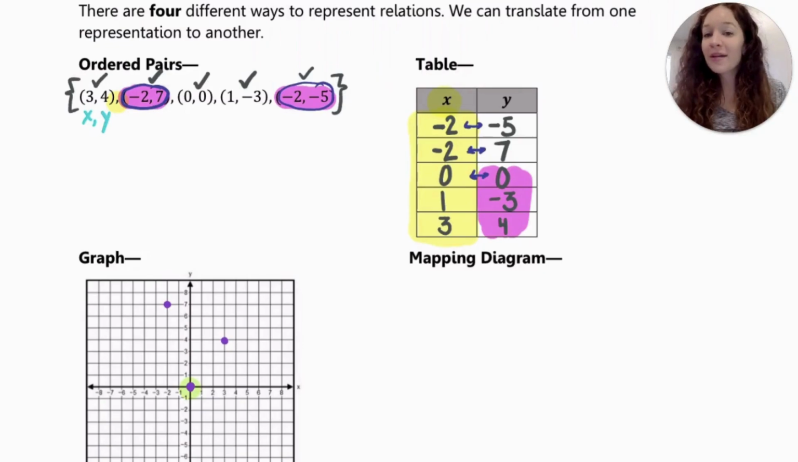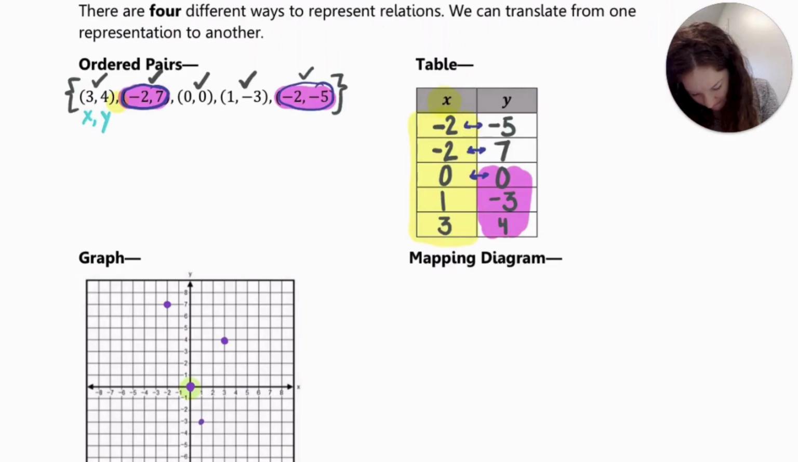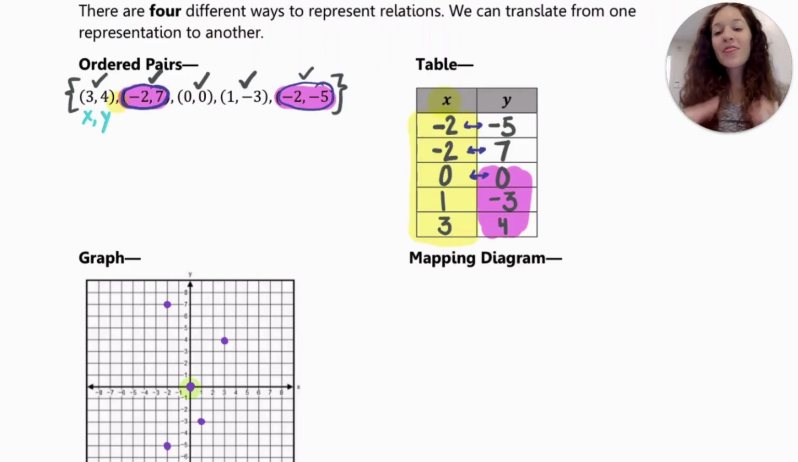Next I'm traveling right 1, down 3. So I'm going to go right 1, down 3 from that origin. And then last but not least, I have left 2. X is -2, so I'm going to travel left 2. And then the y is -5, so I'm going to go down 5 and put a dot. Okay, so that's what a relation would look like if I had to graph it. What I will say about this is that if that was given to me first, I would always, always, always, always write it as a set of ordered pairs, okay?